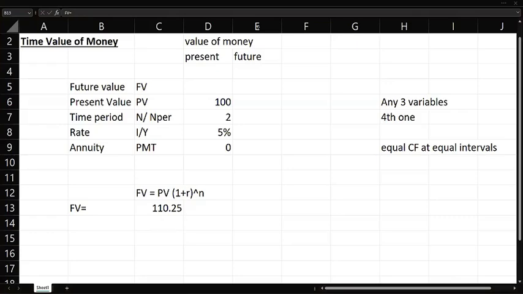Yes. Amit, this is not DCF. DCF is something at the end of this. This is just the beginning of time value of money.